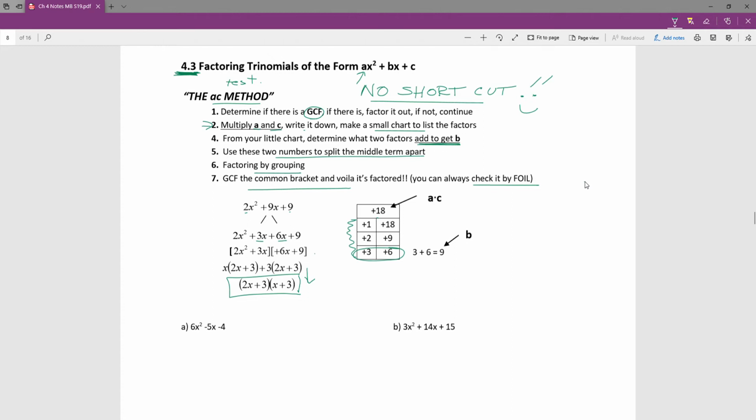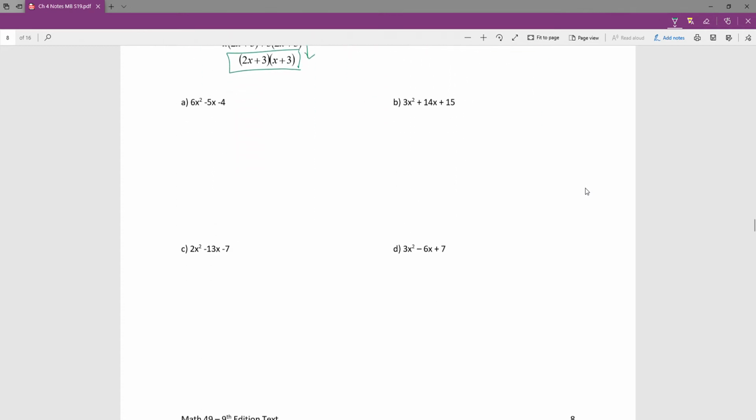Let's try some of these ones. Okay, so for A here, I would have at the top of my number puzzle 6 times -4. So all the other ones that we were doing last section were 1 times this number, but now it's 6 times this number, so -24. We're going to factor 24 in as many ways as possible. I'll come back to the signs.